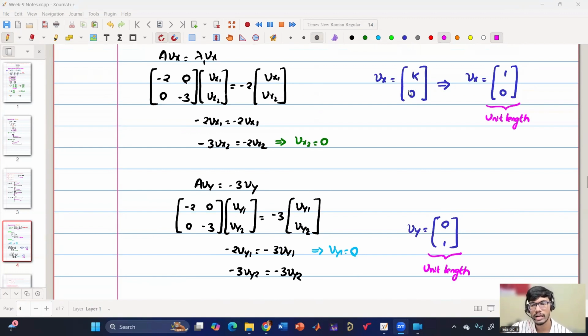Now if I have to convert it into unit length, I'll do that by dividing by its magnitude. So here I have k, 0. K, 0 becomes 1, 0. Here I'll have 0, k. So 0 and k, if I divide by k, then it will become 0 and 1, which is unit length. So is that clear?